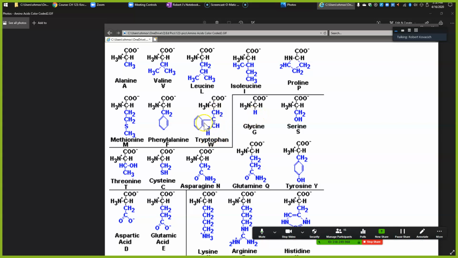Tryptophan is much more complicated. It's got a couple of ring structures. Serine has an alcohol group. Cysteine has a thiol group on it, which is an SH, which is the thing that's really hard to get out of plants. That's usually how vegetarians or vegans get nutritional deficiencies: the sulfur-bearing amino acids, which are methionine and cysteine.